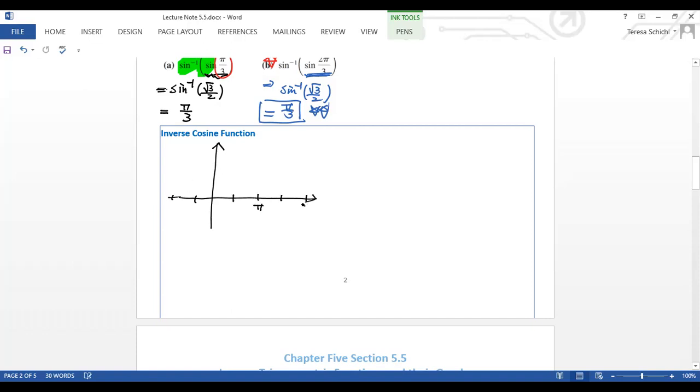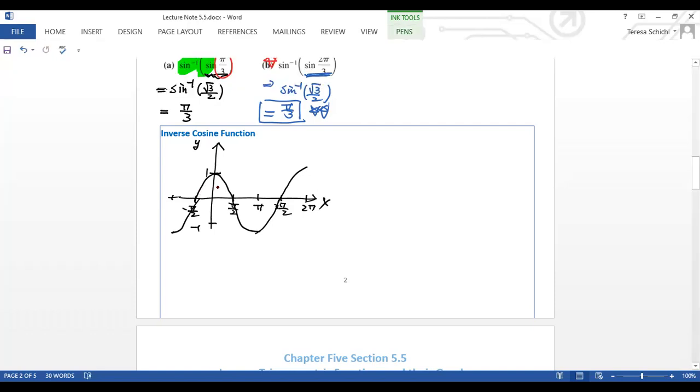So this is pi, this is 2 pi, this is pi over 2, this is 3 pi over 2, this is negative pi over 2. And this is 1, this is negative 1. Okay, so the cosine graph looks like this. Like we said, because cosine is periodical, it is not going to be able to pass the horizontal line test, so we need to restrict the domain.